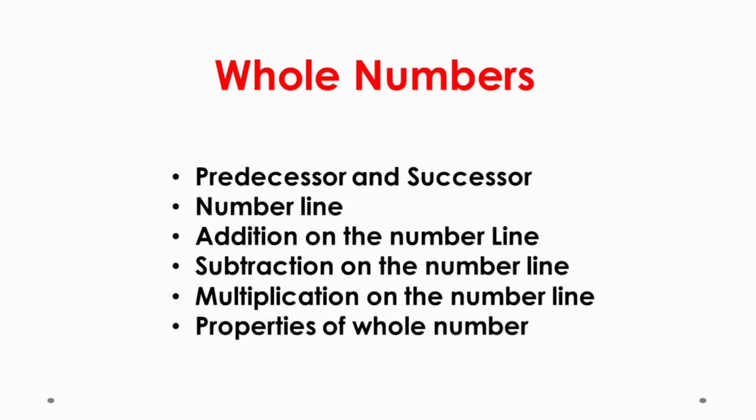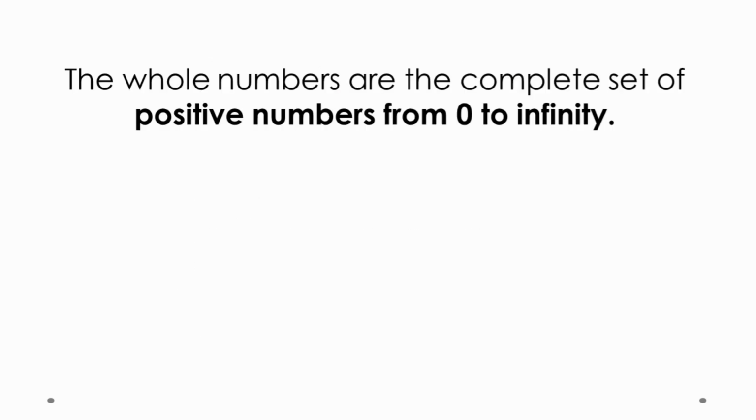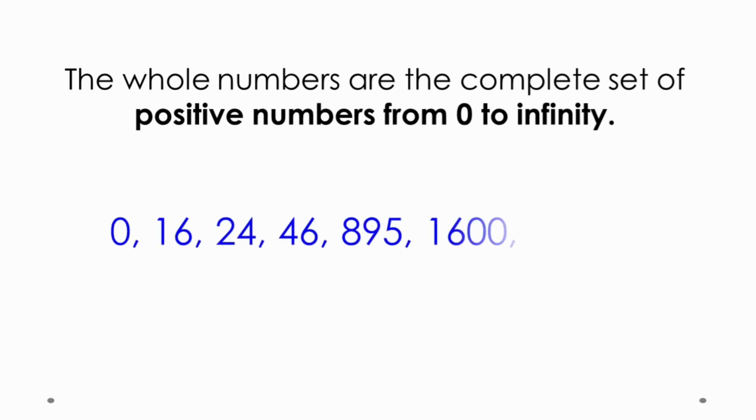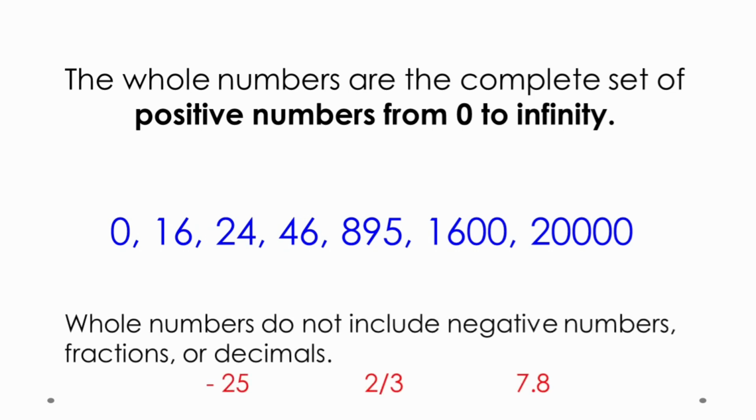Whole numbers. In this chapter, we will understand the following concepts: predecessor and successor, number line, addition on the number line, subtraction on the number line, multiplication on the number line, and properties of whole numbers. The whole numbers are the complete set of positive numbers from 0 to infinity. All the numbers like 0, 16, 24, 46, 895, 1600 or 20,000 are all whole numbers. Whole numbers do not include negative numbers, fractions or decimals.